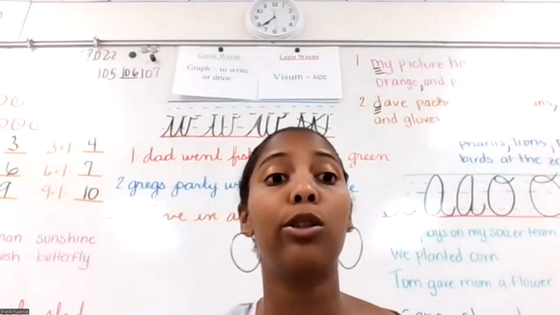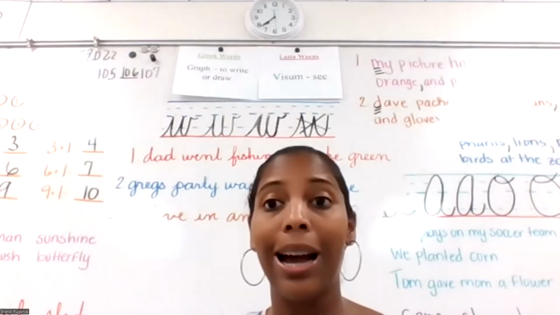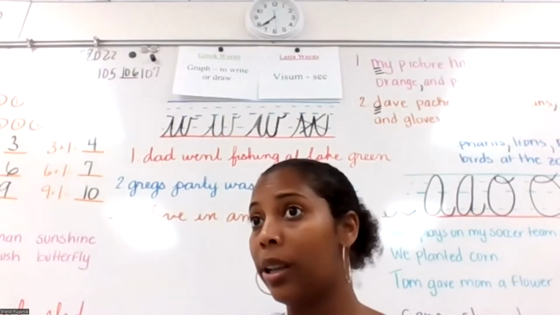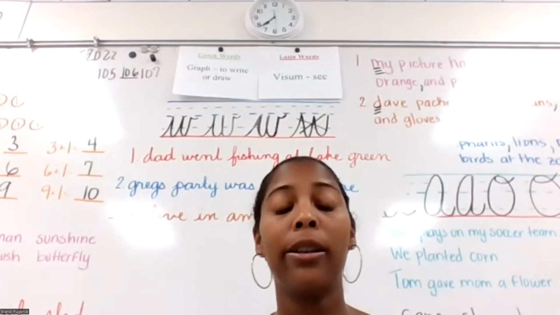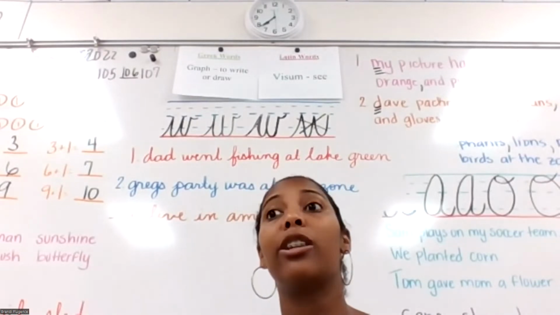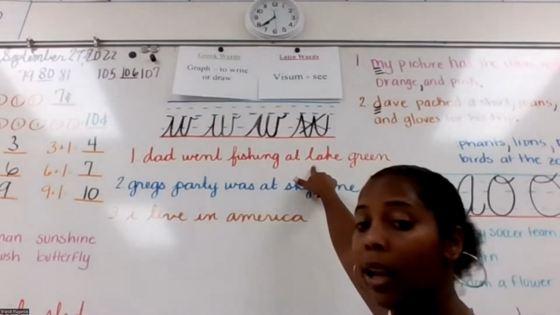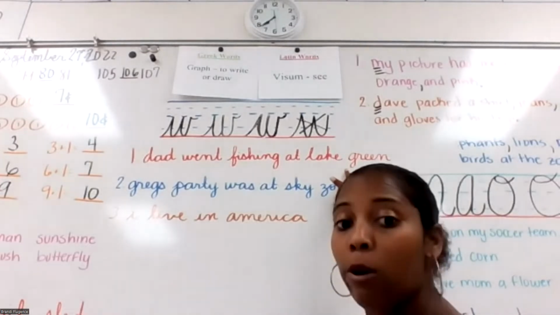Although they are broken into two separate words, it is still the proper noun name, and you have to capitalize each one. Do you understand what I'm saying? So most proper nouns will be one word, but some proper nouns are split into two. For example, Lake Green. Lake Green is the name of the lake where he went fishing.